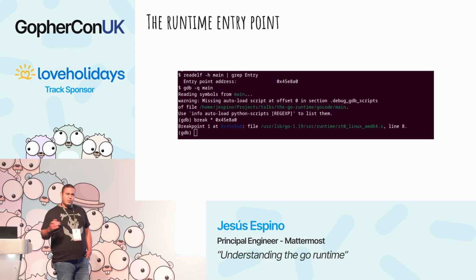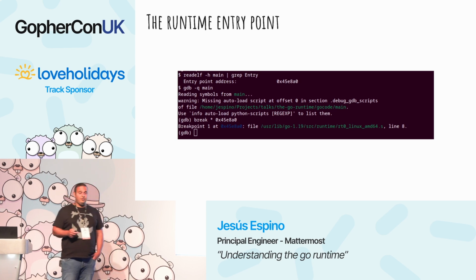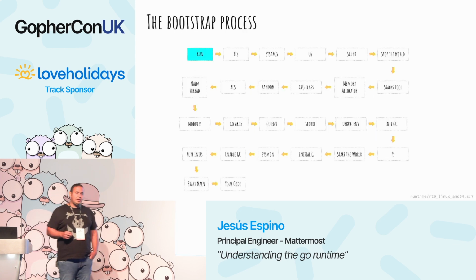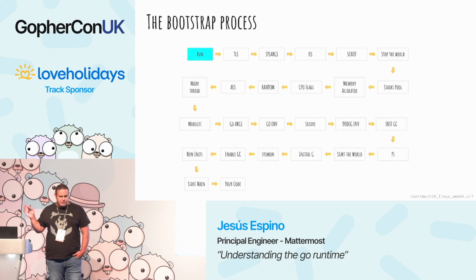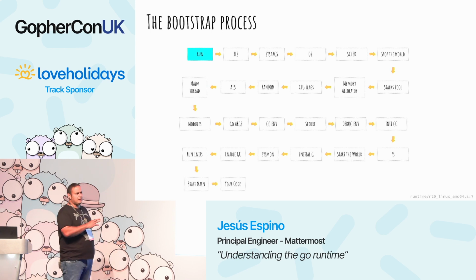The Go runtime is written mainly in Go, but there's some assembly like this for certain specific cases. Well, that is the entry point, and the entry point is going to go through all this process. Don't pay too much attention now to the whole process, because we are going to see this slide over and over again. We are going to go through all the bootstrap process of the runtime.